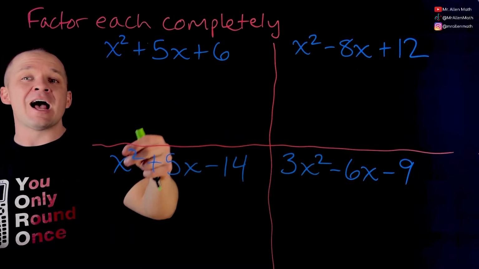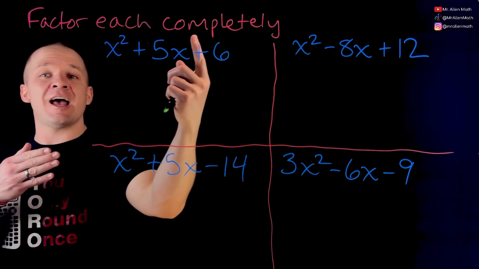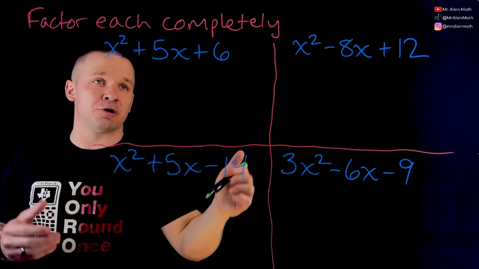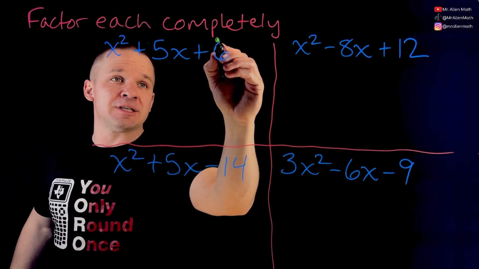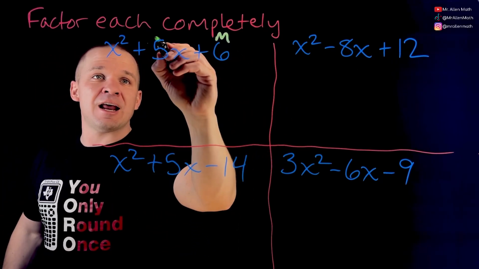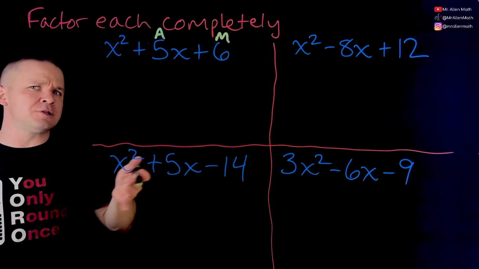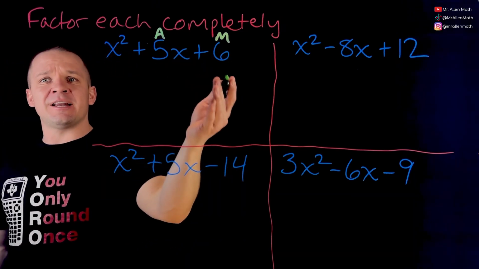All right, first one. I want to multiply to the constant, add to the coefficient of the linear term, which is why a lot of people call it AM method, because they put a little M up here for multiply and A up here for add. So what two numbers multiply to 6 and add to 5?